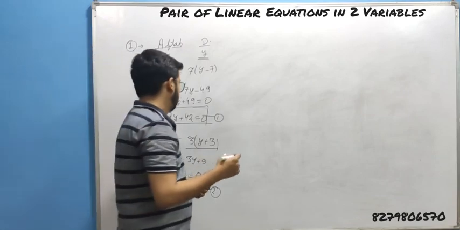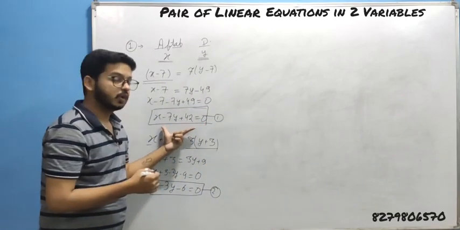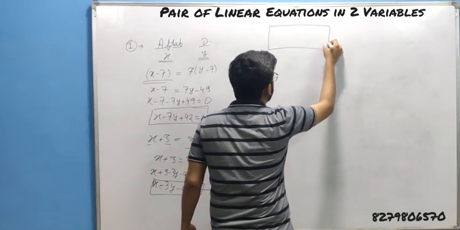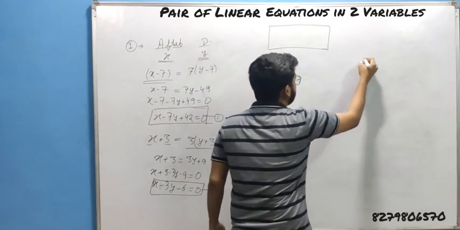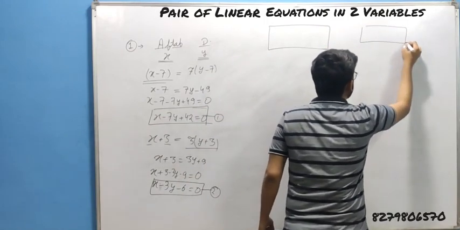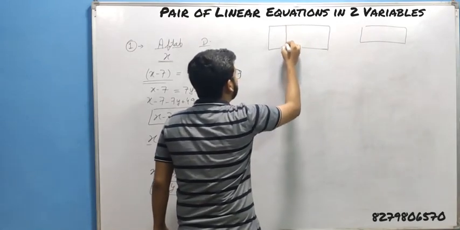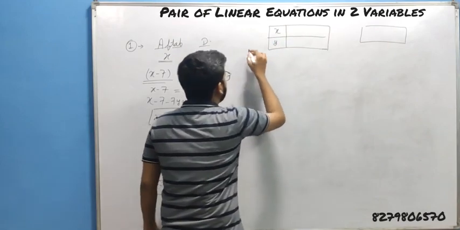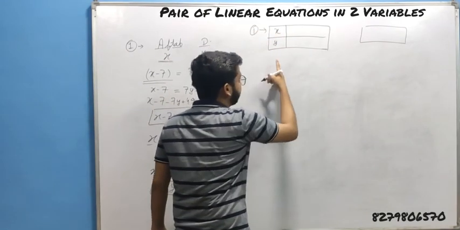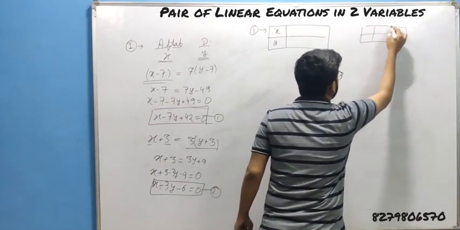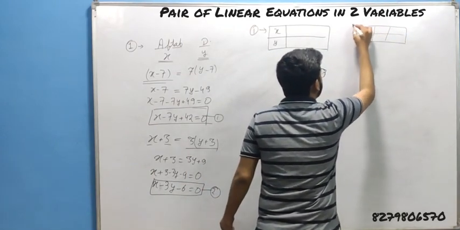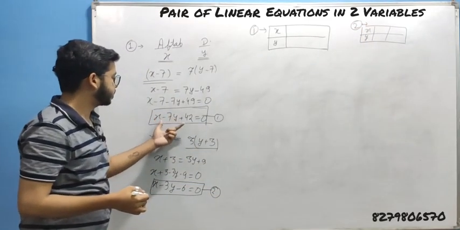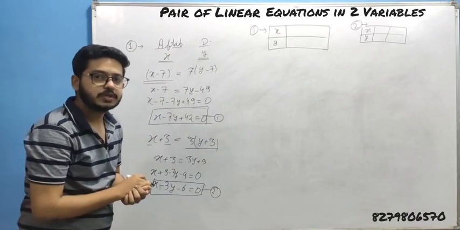Now, as you can see, we have equation number 1. For these equations, we have to make a table for each one, where we write the value we take for x and what value of y comes. This is for equation number 1 and this is for equation number 2. So what is our equation number 1? x minus 7y plus 42 is equal to 0.